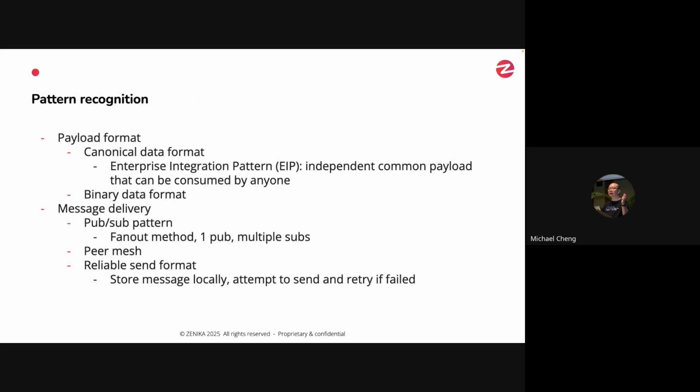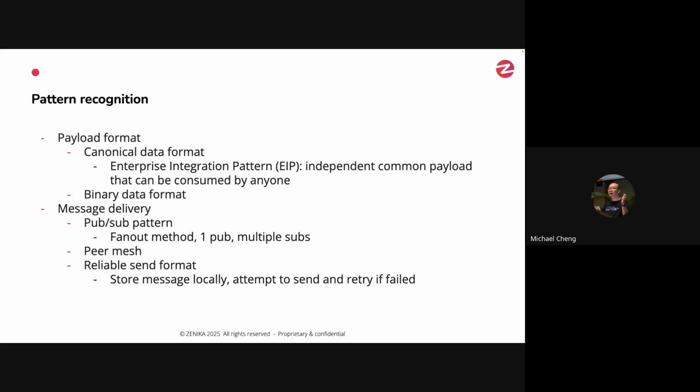So now we apply the pattern recognition, which is that we have the payload format, right? There are multiple ways to do payload formats. We can go with a binary data format and implement our own proprietary format. We could also go with a canonical data model. If you read up on terms from Enterprise Integration Patterns, there's a book that talks briefly about certain patterns, and one of them is an independent common payload that can be consumed by everyone. In short, it could be something like JSON, right?